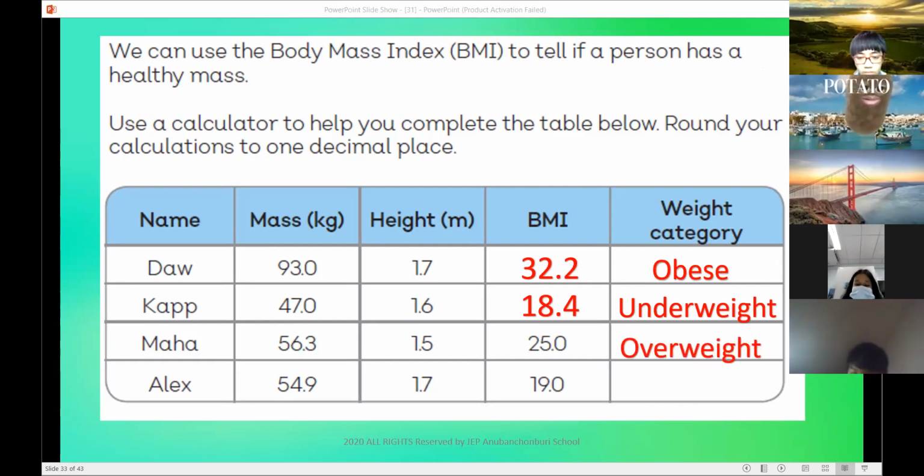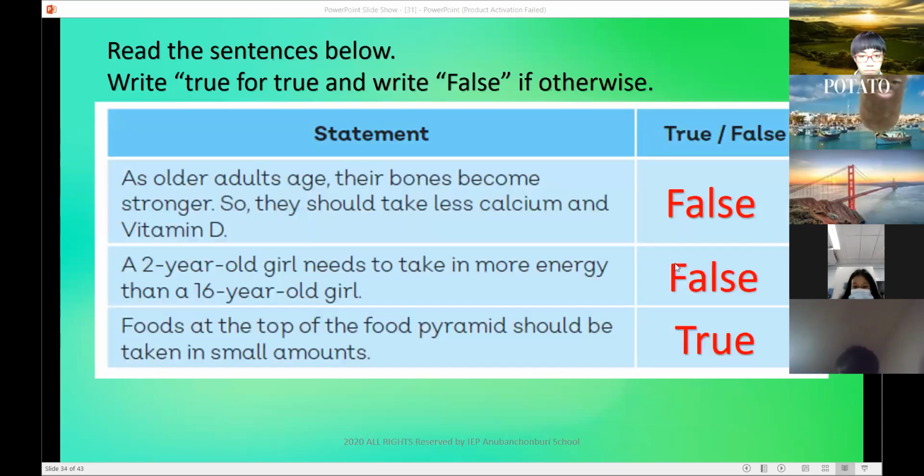What about 19.0? May I ask Natawat? Natawat, what's your answer? Normal weight. Normal weight. Very good. So thank you, boys and girls. So here, I think you have it in your book, right? I don't know what page this is. What page is this? 14. So I think you answered this already, right?